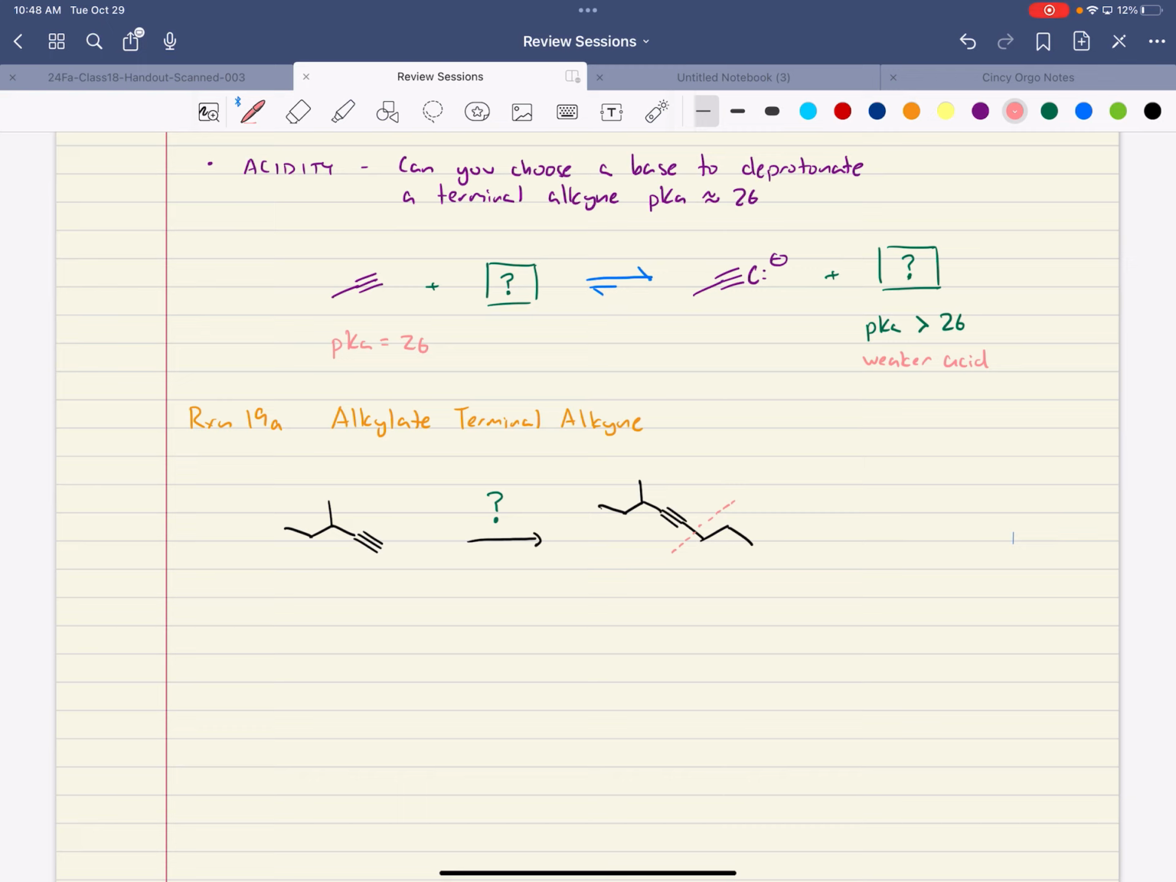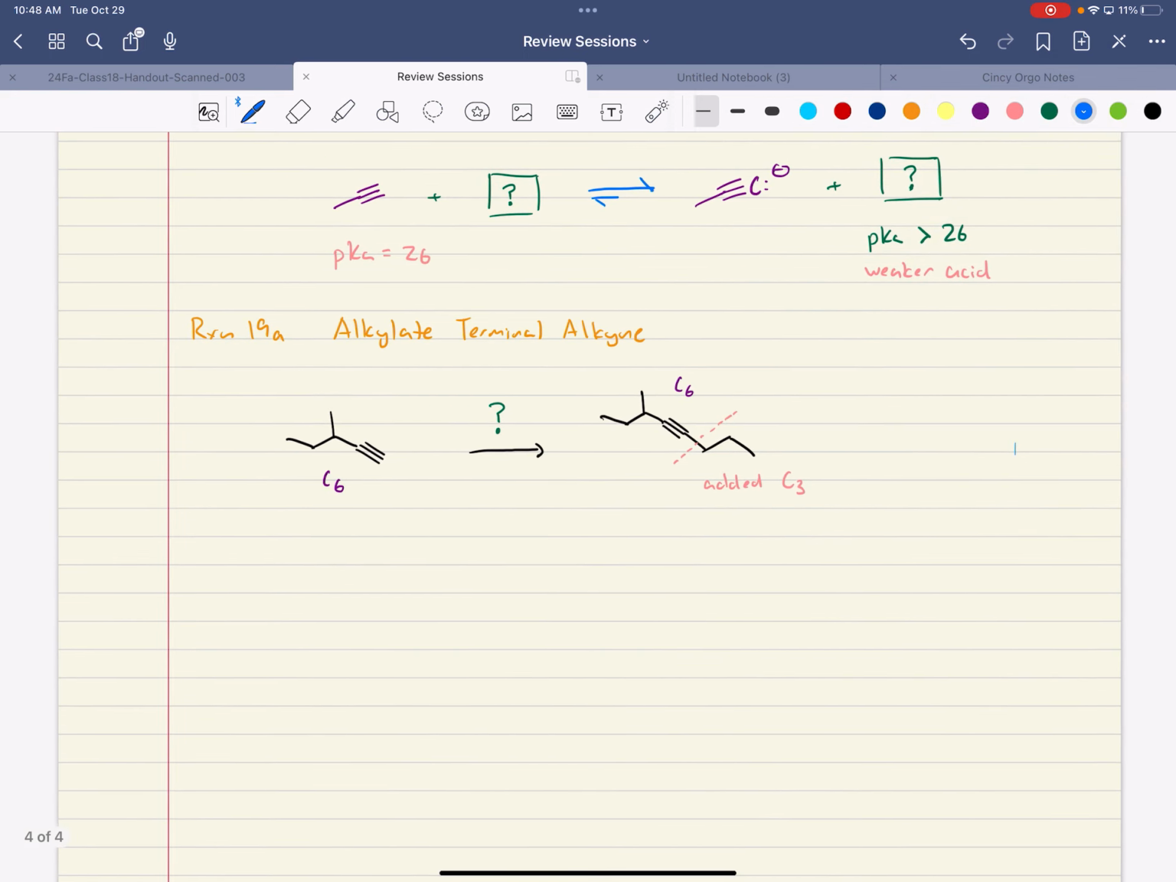So it's very clear that I added 3 carbons. I added a carbon chain that there are 3 carbons. Does everyone see that? You know, the carbons on the starter material, 1, 2, 3, 4, 5, 6. This is C6. So on this half of the dotted line, we have C6, and I added 3 more carbons. So how do we do this? The answer.